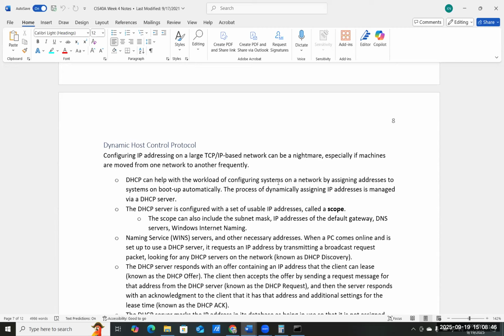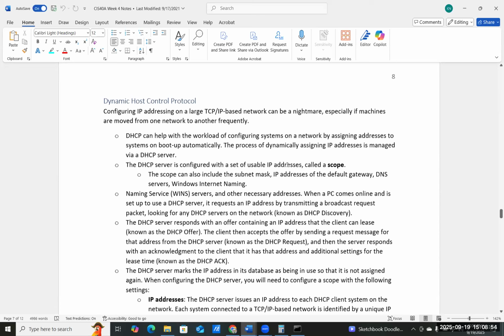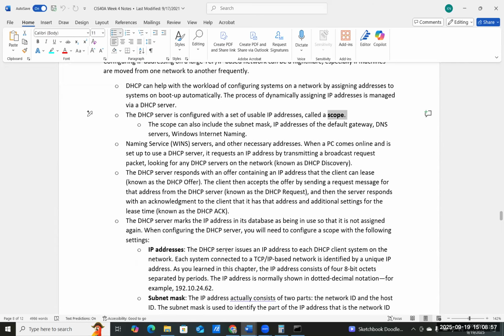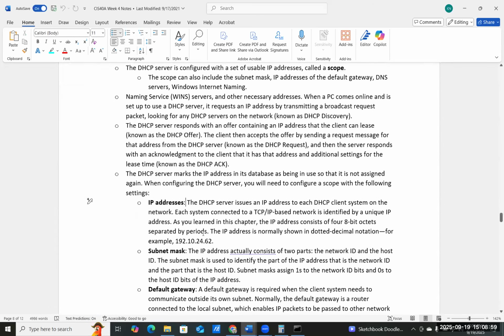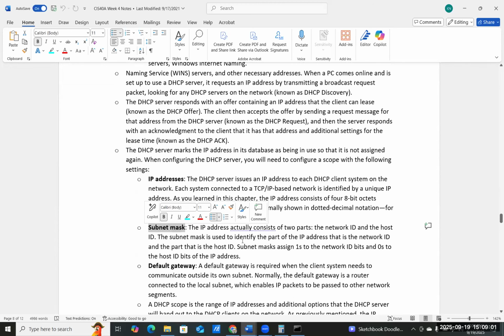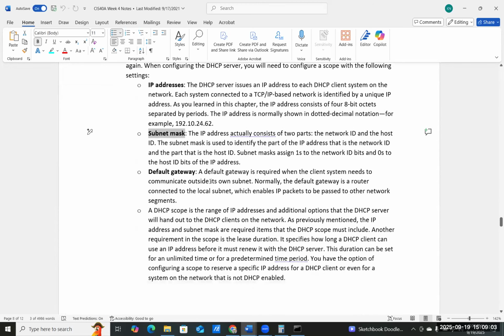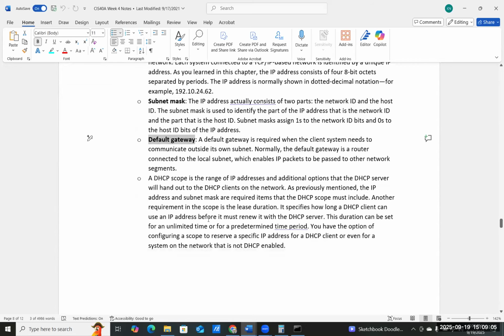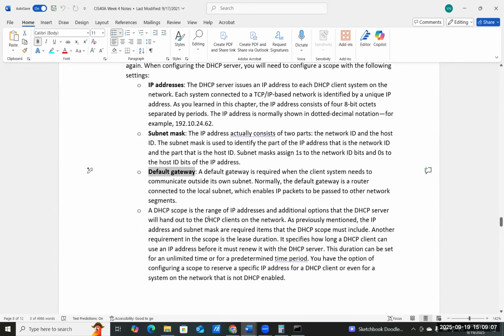Because it's TCP, there's a 4-way communication similar to what you see with most of the other servers. We'll come back to this. Okay, so you have a scope, you have a pool of IP addresses, you would state the subnet mask that you want to use, right? And the default gateway, all of those things in your configuration.